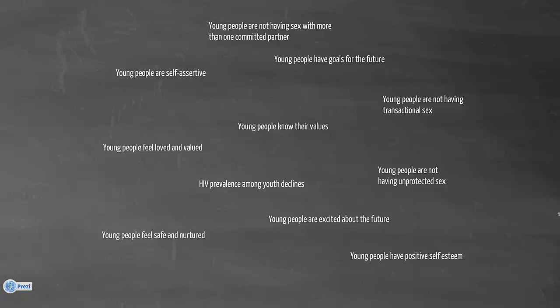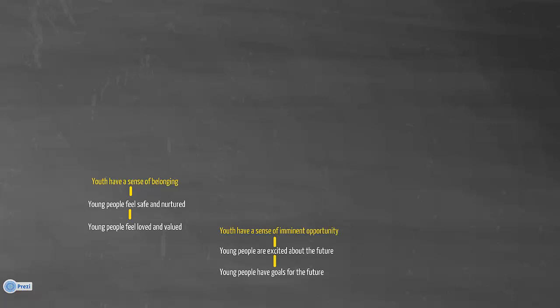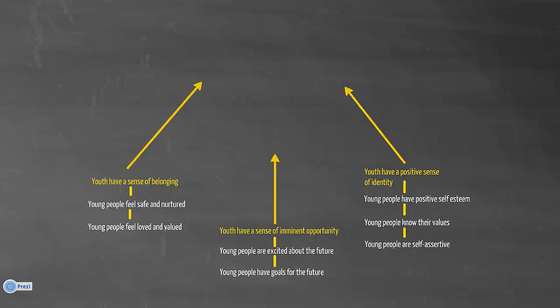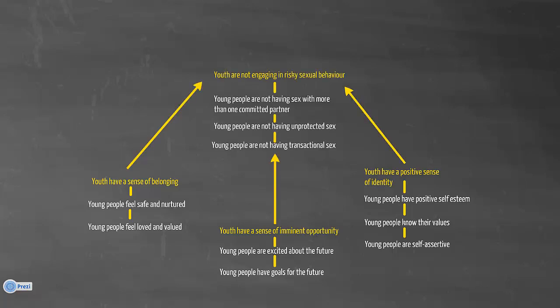These outcomes can be grouped as follows. Those that relate to having a sense of belonging, those that relate to having an imminent sense of opportunity, those that relate to having a positive sense of identity. These groups of working outcomes could lead to a group of outcomes related to youth not engaging in risky sexual behavior, which would finally lead to a reduction in HIV prevalence among youth.